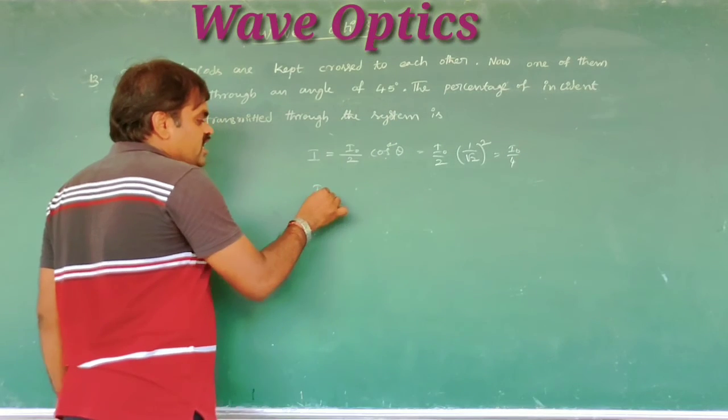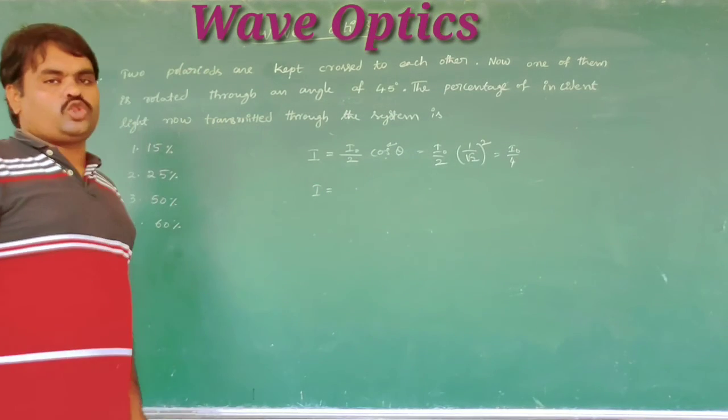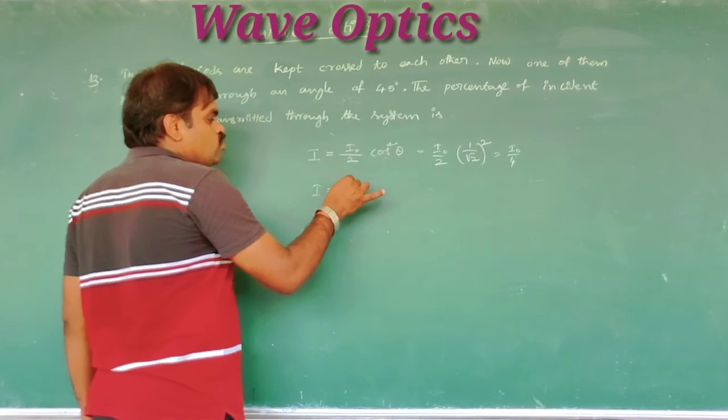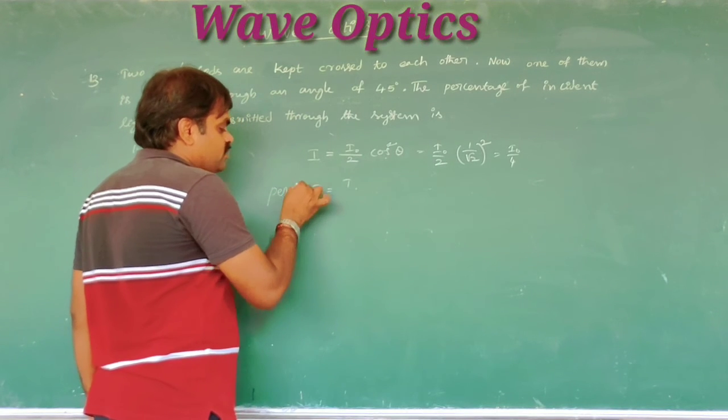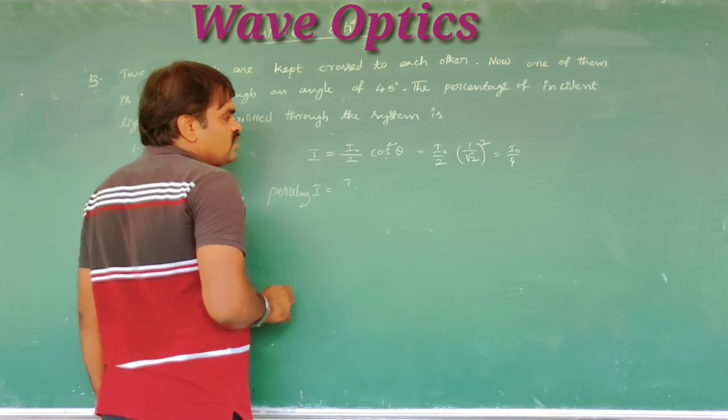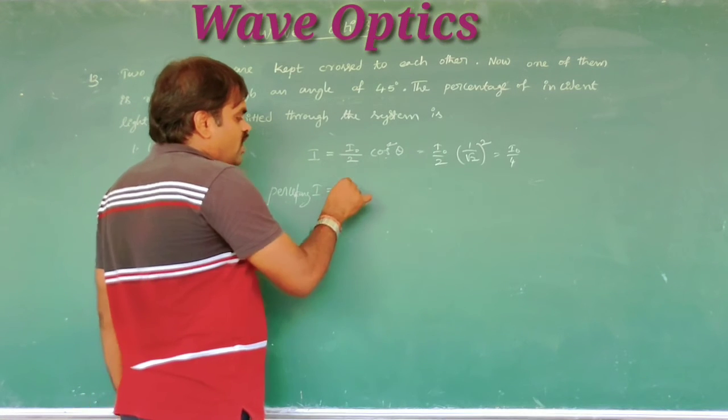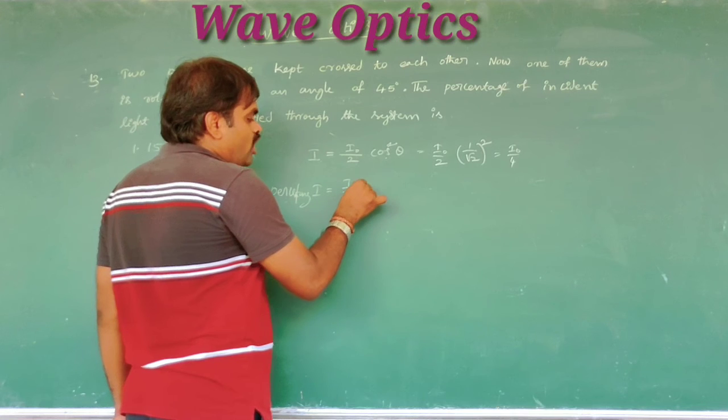But how much percentage of intensity is transmitted through the system? Percentage wanted means percentage of incident intensity. Then I naught by 4 into 100.